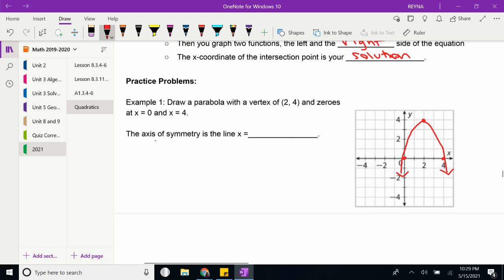It wants us to find the axis of symmetry, which is easy. We know it goes through the vertex. So it's just a straight line that goes down the middle. So we would say it's x equals 2 because it goes through the number 2. So not too bad.